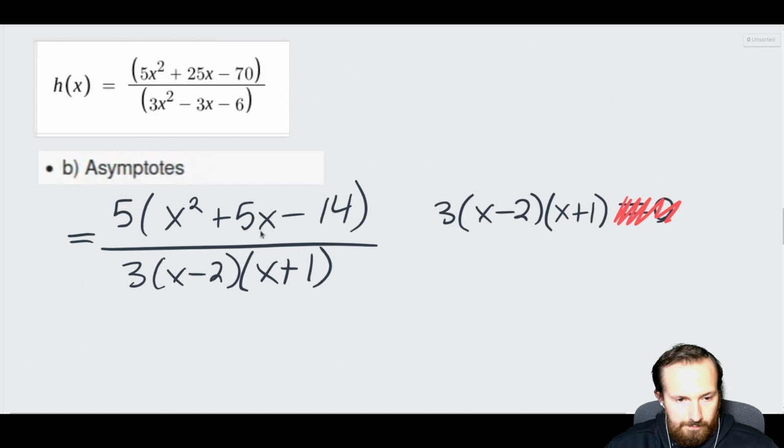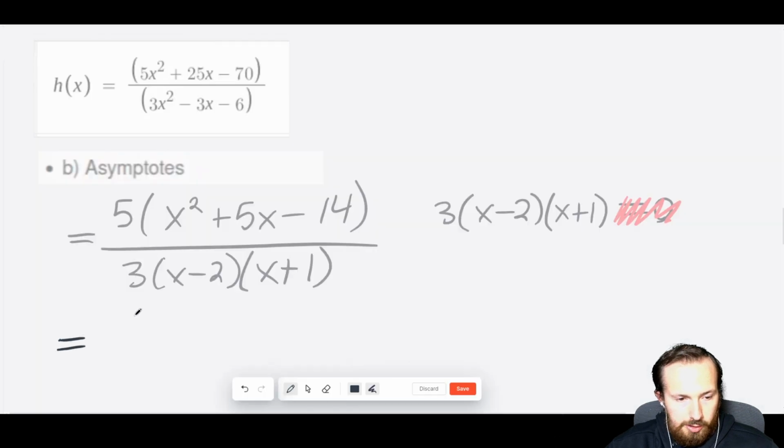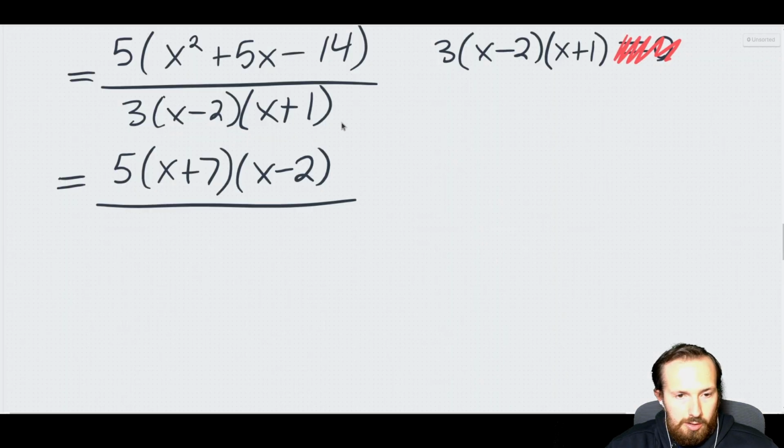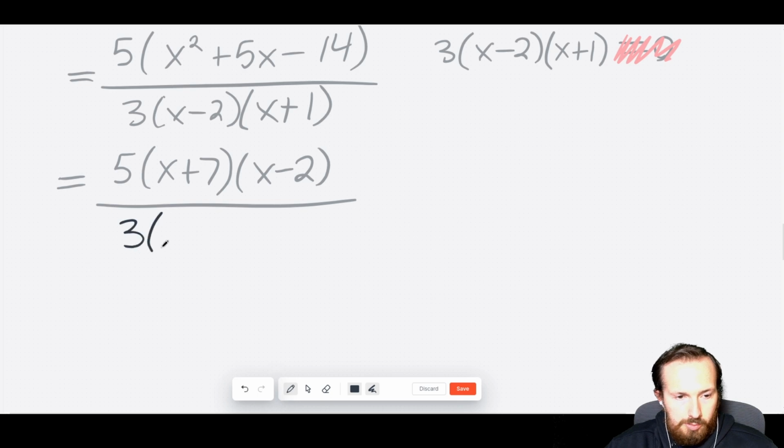And we can factor a little bit further in the numerator. That ends up being 5 times, think about it, what two numbers multiply to -14 and add to 5? x plus 7 and x minus 2. So there we go. That's how we completely factor the numerator. And the denominator will still be 3 times x minus 2 times x plus 1.